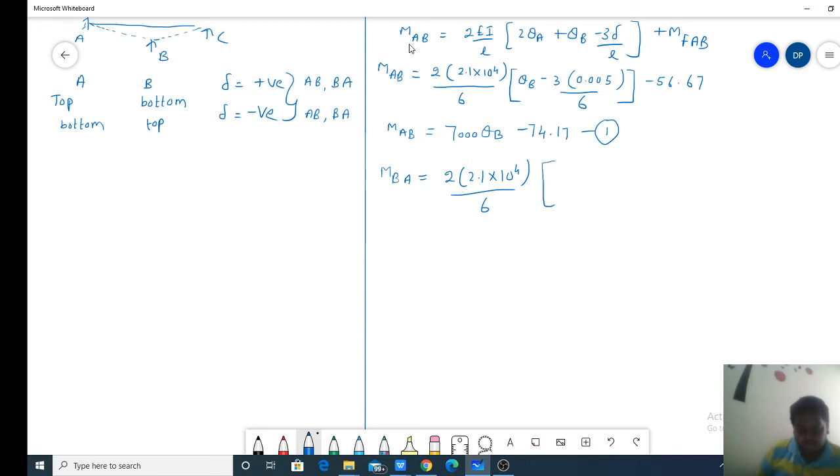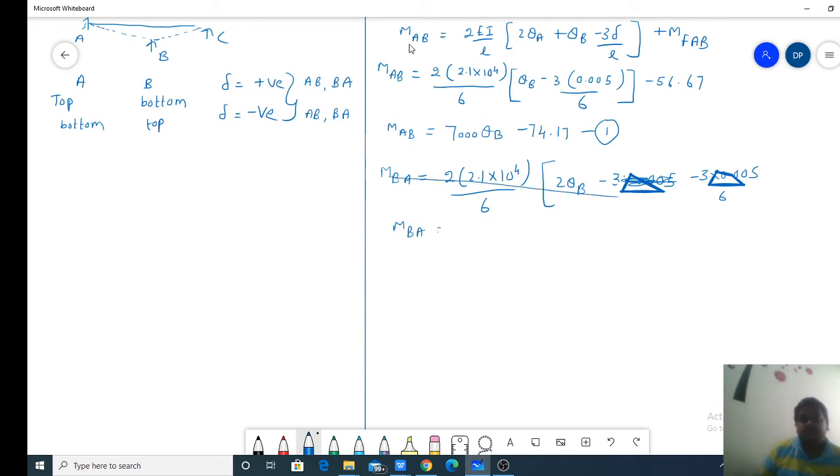Now here what happens? 2 theta B comes first, and theta A will be 0. Then minus 3 delta, 3 into here once again 0.005. Now once I fix the delta value as positive for AB, then BA also will be the same, right? So this comes out to be, one second. Now here what happens? This will be minus 3 into 0.005 upon L is 6, right?